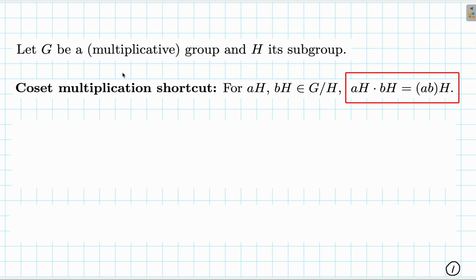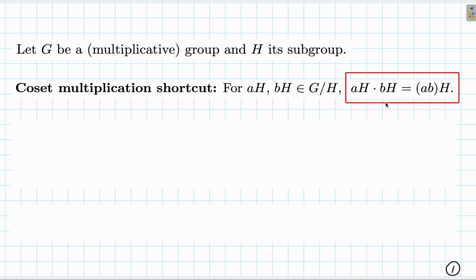Let's start with a brief summary of the past few lessons. We'll let G be a group under multiplication and H its subgroup. And we've been working with cosets of H. So in particular, if we have a pair of cosets AH and BH, we can multiply them.